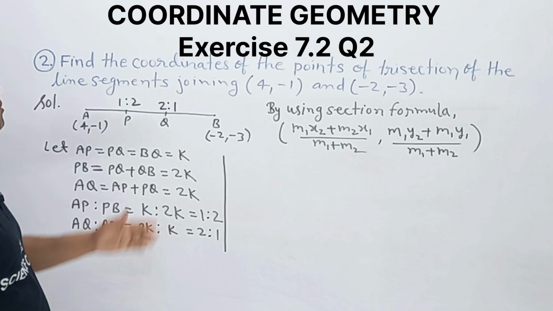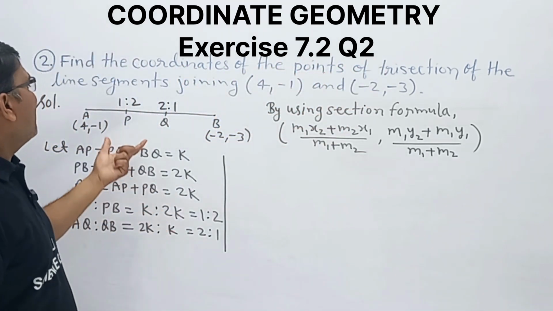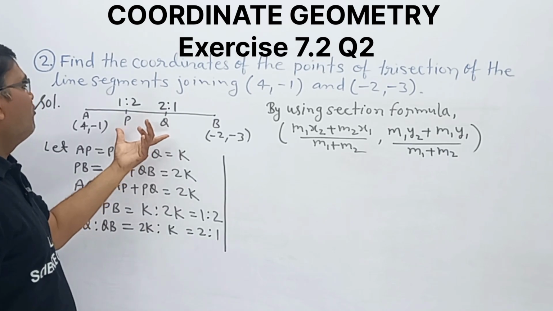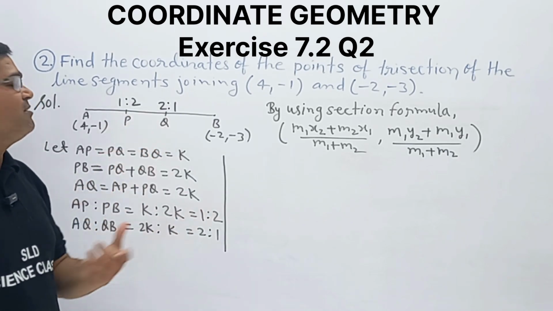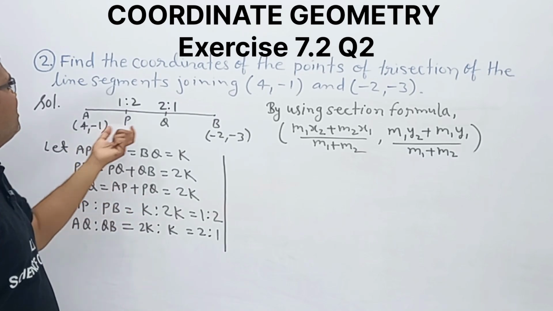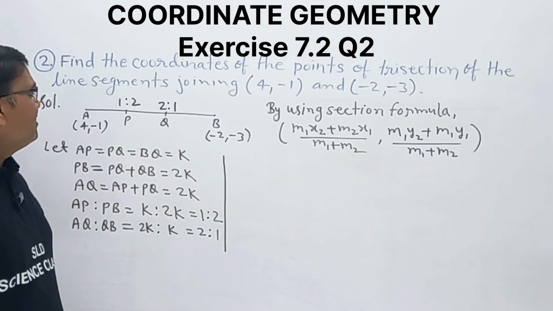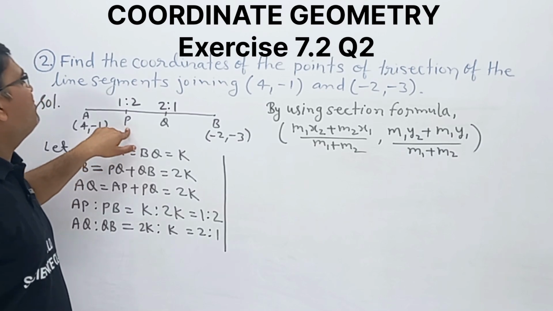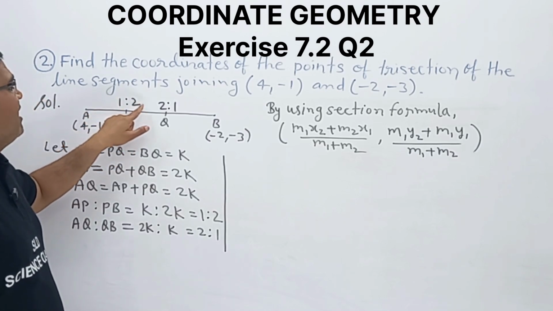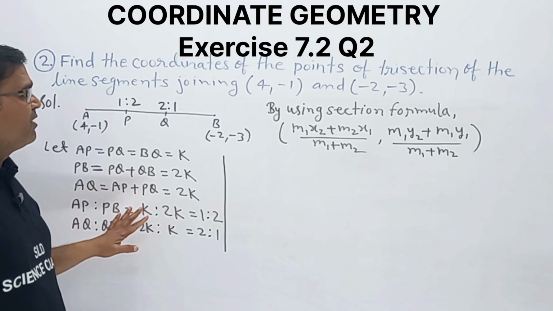We want the coordinates of the points of trisection of the line segment. We assumed AB is the line segment. Its trisections are AP, PQ, QB, and we assumed each as K. Then the ratio of P will be 1 is to 2, and the ratio of Q will be 2 is to 1. Clear?